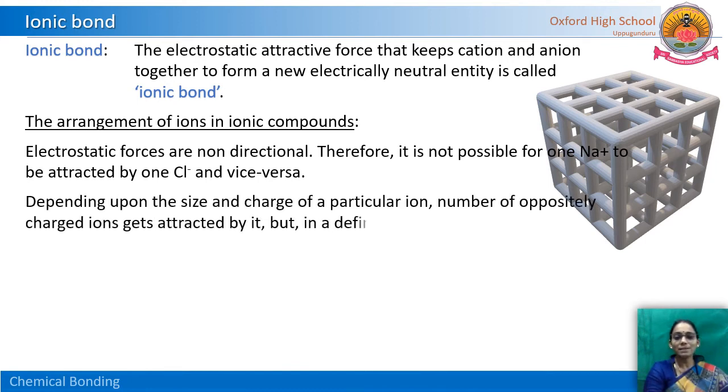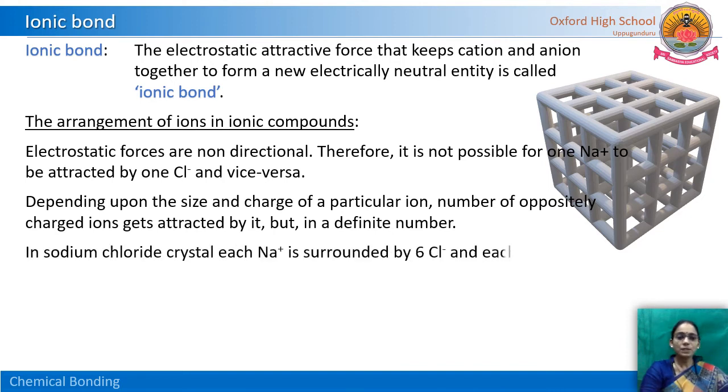Depending upon the size and charge of a particular ion, a number of oppositely charged ions get attracted by it. So if Na plus is attracted by some number of chloride ions, or a chloride ion is attracted by a few sodium ions, that depends on the size of the sodium ion or the chloride ion, or the charge of the sodium ion or chloride ion. The one with the bigger size or greater positive or negative charge can attract more oppositely charged ions, but in particular definite numbers only.